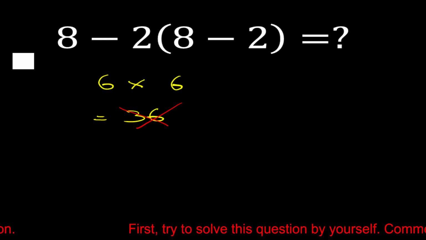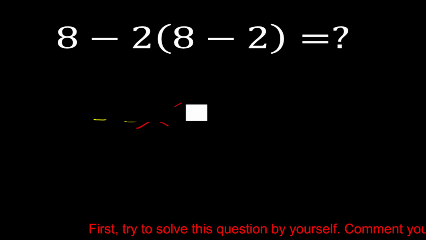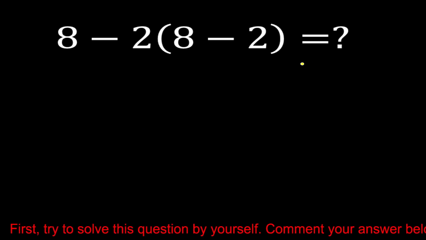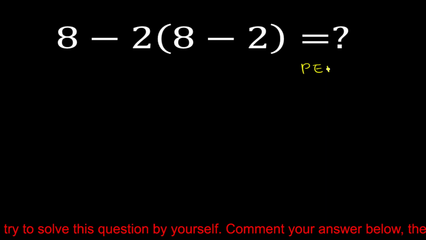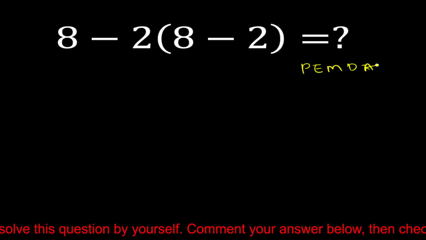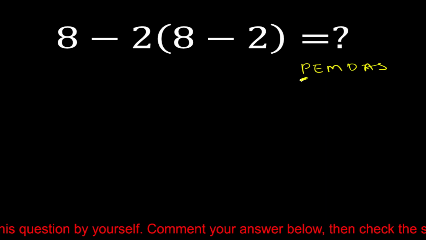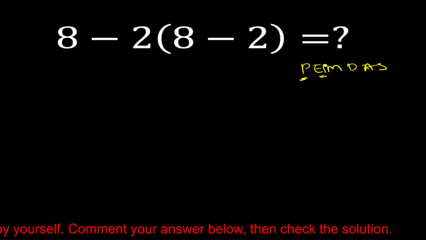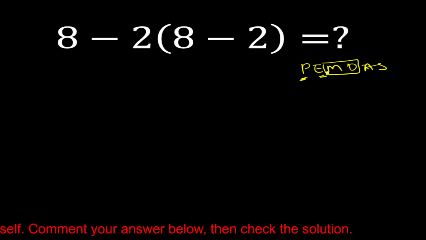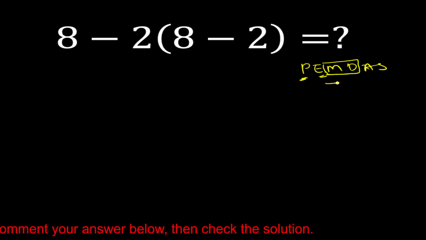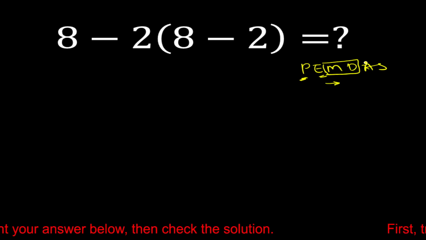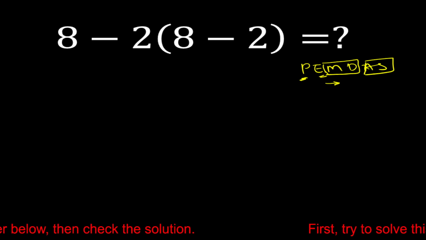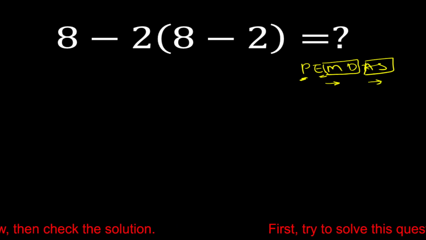Let's solve this problem correctly by using the PEMDAS rule. Okay, PEMDAS. P means first priority is parenthesis, then exponent, then multiplication and division both have same priority. Therefore, we have to solve it from left to right, okay? And also addition and subtraction have same priority. And also we have to solve it from left to right, okay?